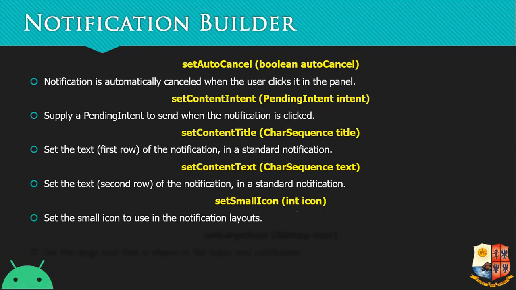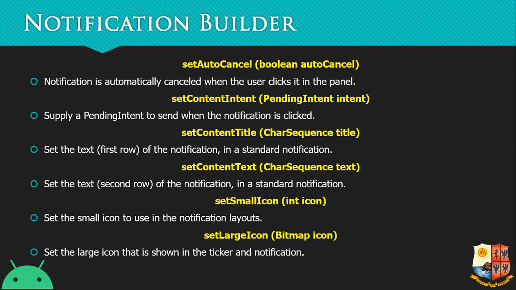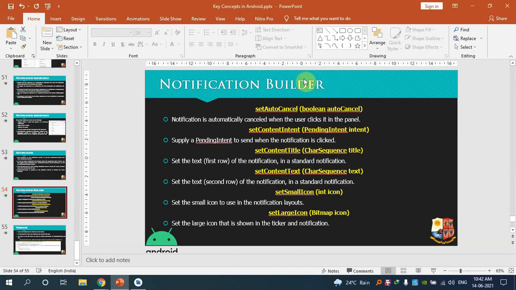Set small icon to use in the notification's layout. Last one, large icon. Large icon can be a resource, can be a bitmap, but what is expected there is a bitmap, a class which holds the bitmap of the image you want to show as the large icon. I'll show all those things shortly. So set the large icon that is shown in the ticker as well as in the notification. That's it. We'll see the working in the next class, but let me write the code now.